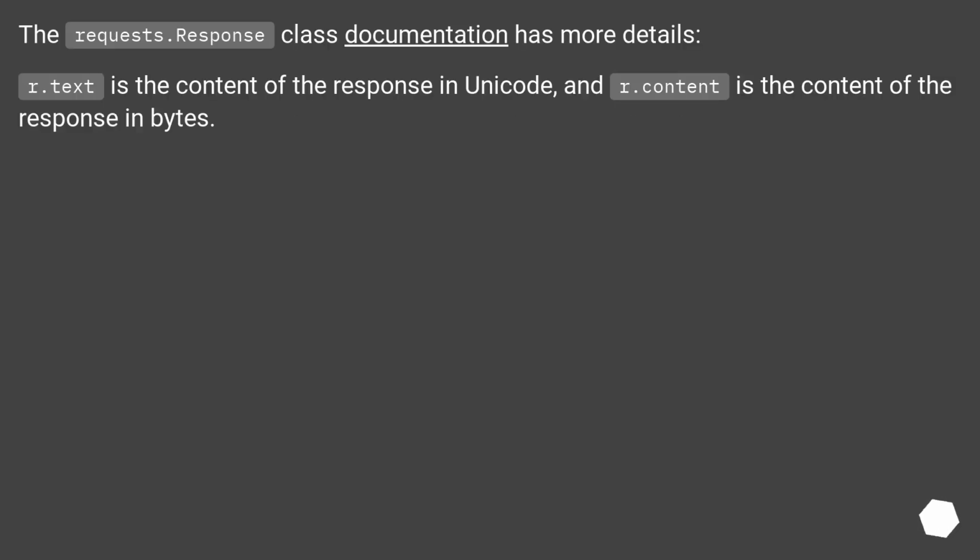The request.response class documentation has more details. Our .text is the content of the response in Unicode, and our .content is the content of the response in bytes.